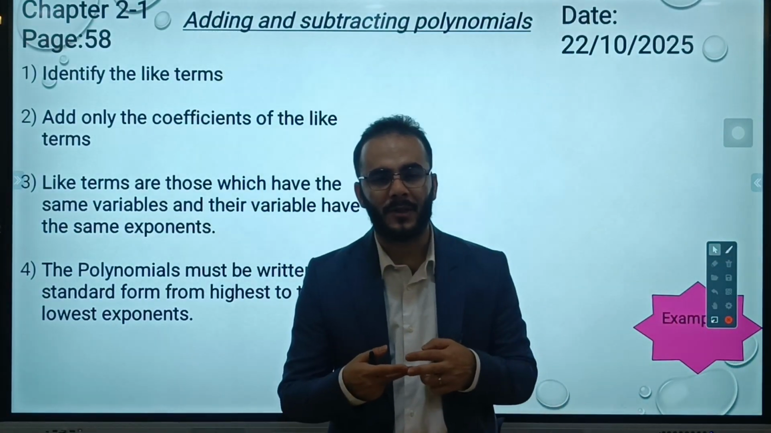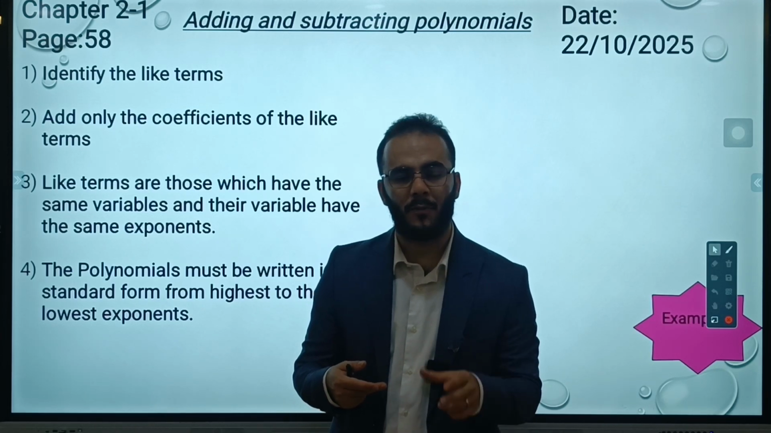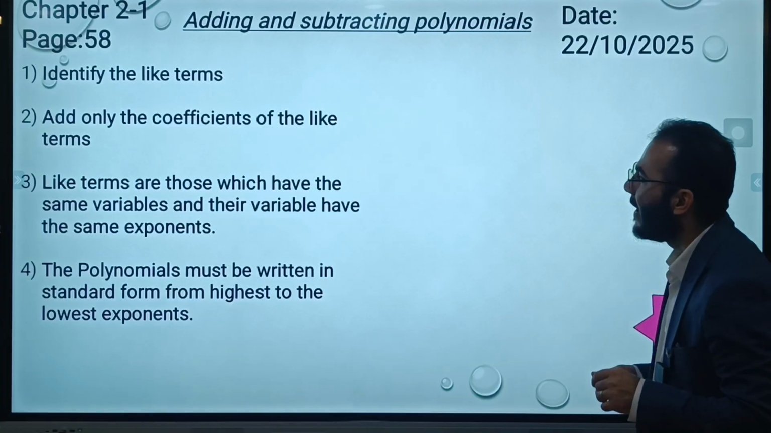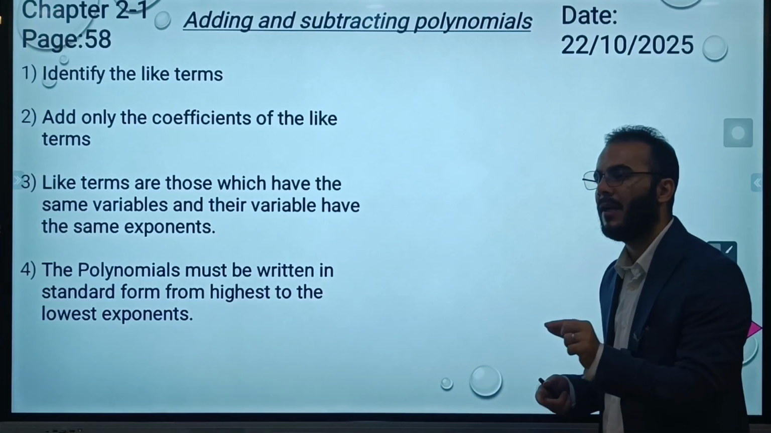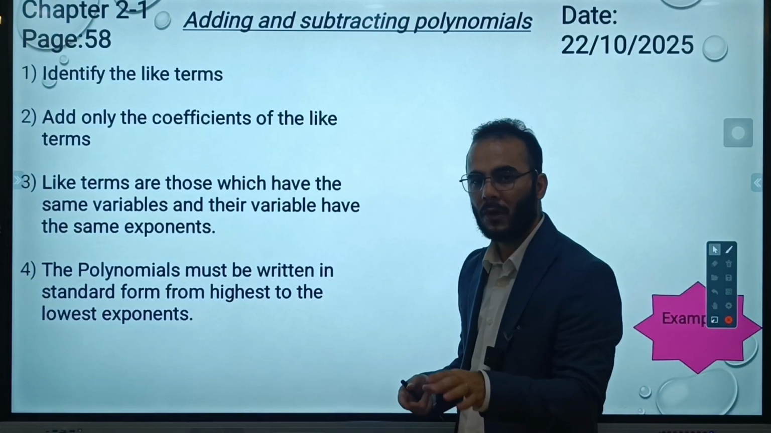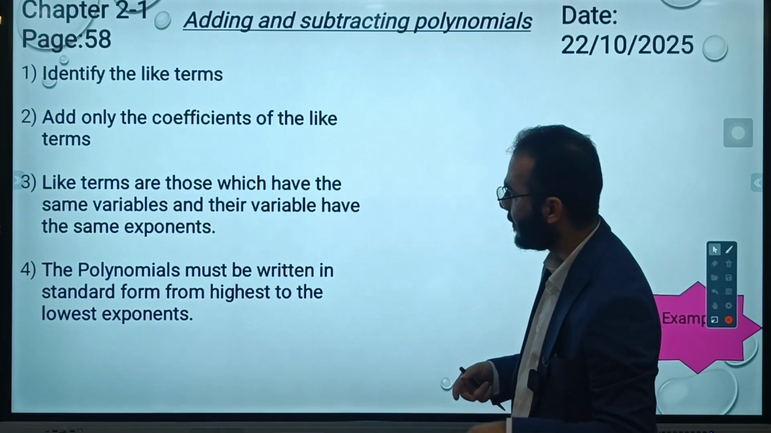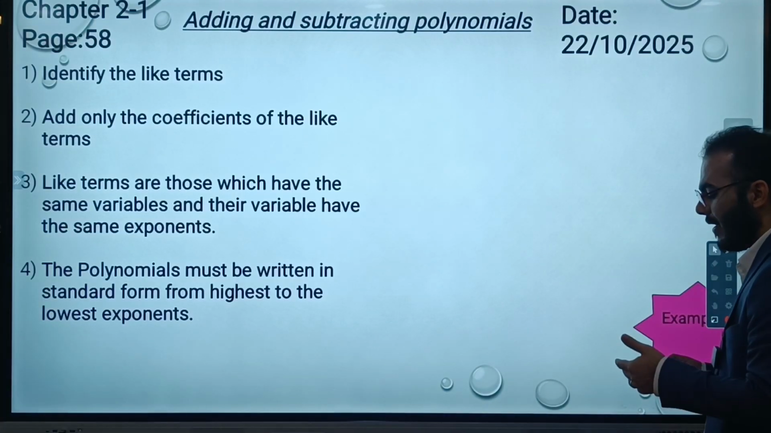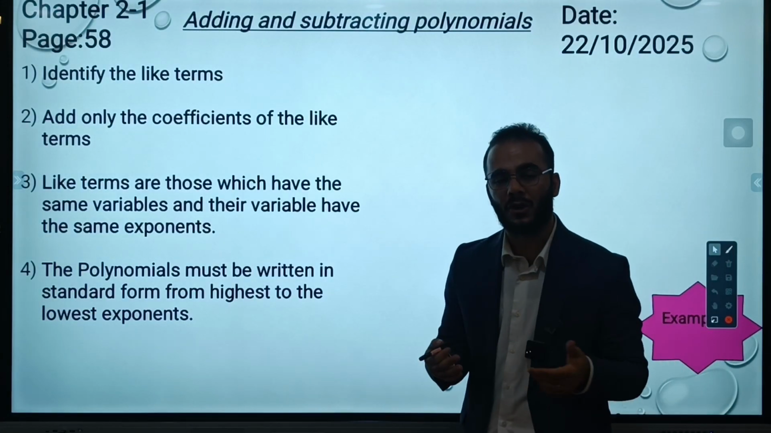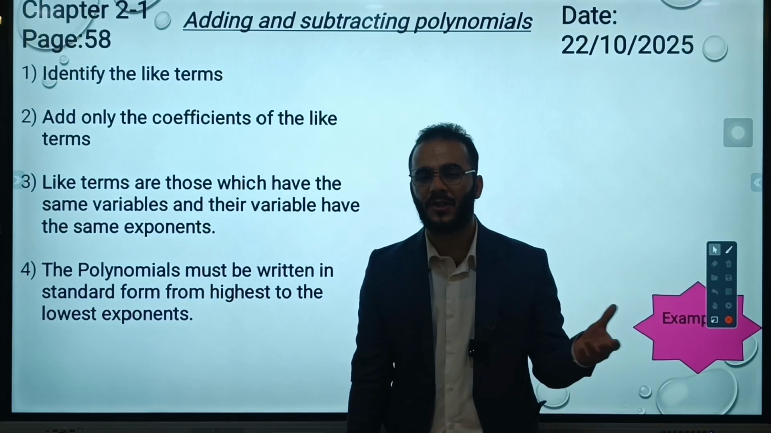Two terms are like terms if they have the same variable and the variable has the same exponent. Perfect. And then add only the coefficients of the like terms. So you have no right to add the exponents or the variables. No. Add only the coefficients of the like terms. Like terms are those which have the same variables and the variables have the same exponent. So finally, after finding and adding or subtracting them, remember the polynomials must be written in standard form. What is the standard form?